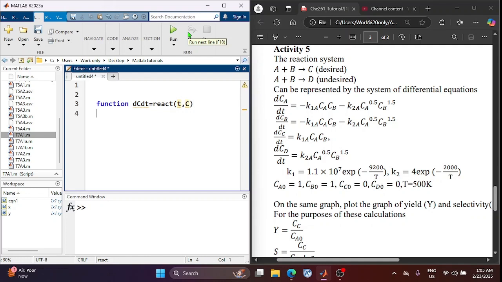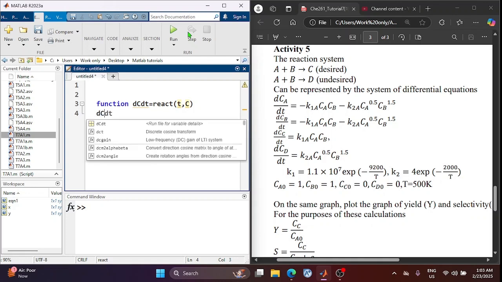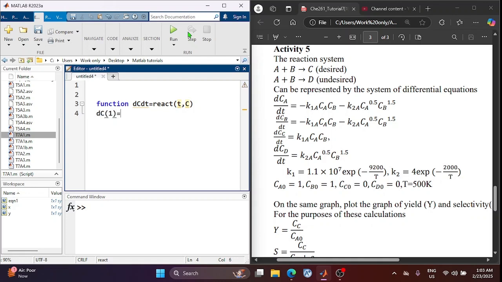Then I can now write out the expression. So I can see that, let me say dc1 is equal to, so 1 is going to be for A, 2 will be for B, 3 will be for C, and 4 will be for D. So the dc1 is equal to minus K1 CA, all of that.